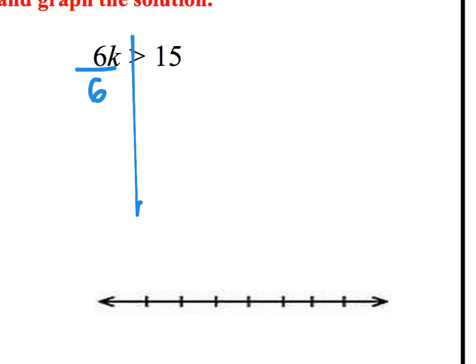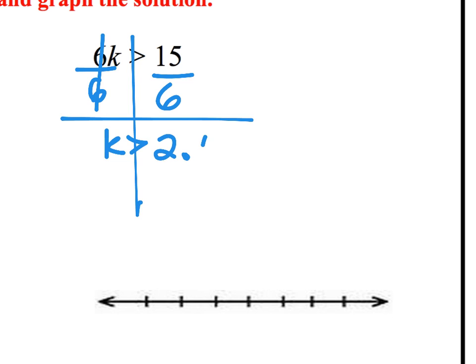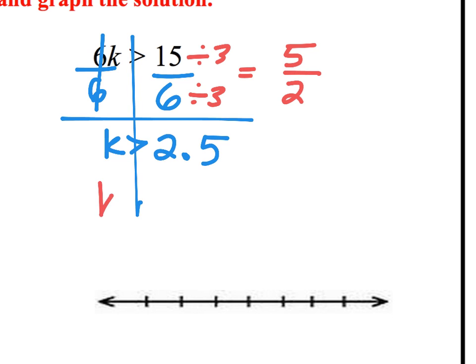Okay. Let's divide by 6 then to get k by itself. So k is greater than 2.5. Nice. Now, you could also leave this as a fraction. Did anybody leave it as a fraction? If we simplify 15 divided by 6, what can 15 and 6 both be divided by? 3. So that's the same thing as 5 halves. So you could also say 5 halves for your answer. k is greater than 5 halves.